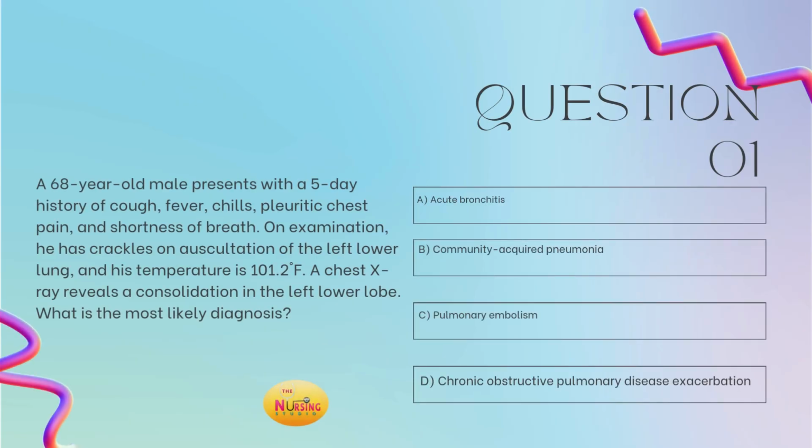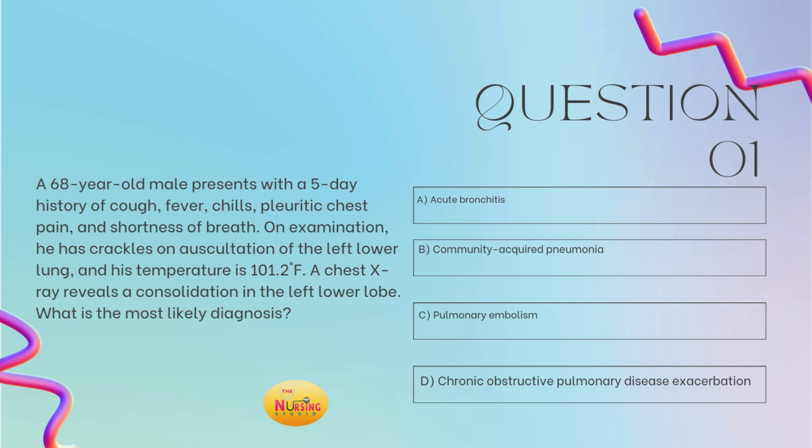Question number one states: a 68-year-old male presents with a 5-day history of cough, fever, chills, pleuritic chest pain, and shortness of breath. On exam, he has crackles on auscultation of the left lower lung, and his temperature is 101.2 degrees. A chest x-ray reveals a consolidation in the left lower lobe. What is the most likely diagnosis? Is it A, acute bronchitis, B, community acquired pneumonia, C, pulmonary embolism, or D, COPD? Take a moment and tell me what you got.